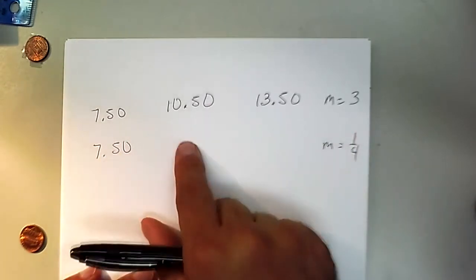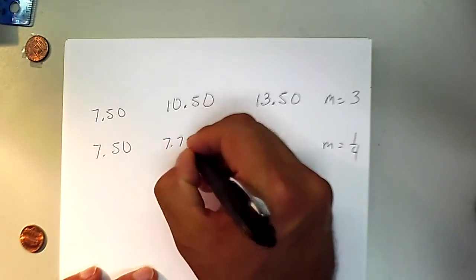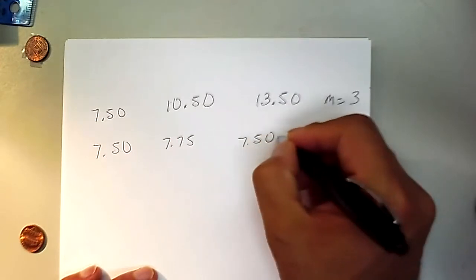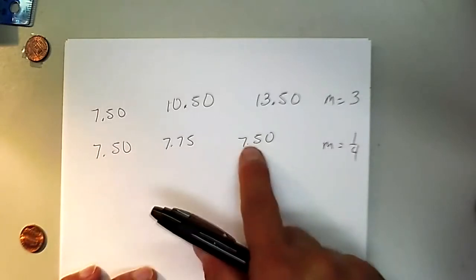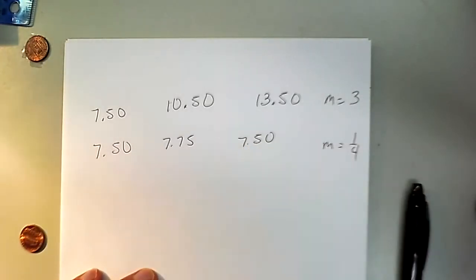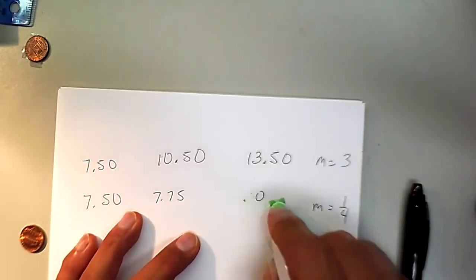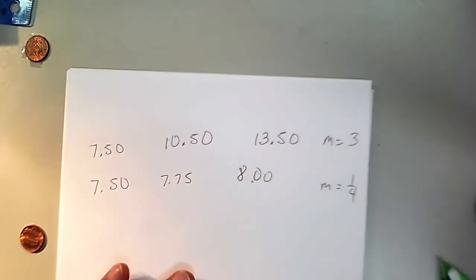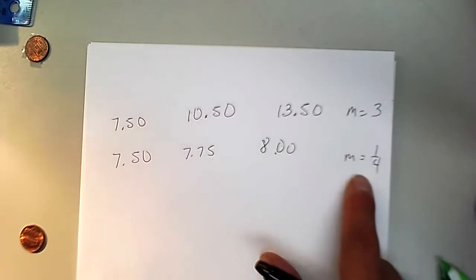So that means that after 1 year, we would be making $7.75 per hour, and the next year $7.50 per hour, and the next year, oh no, that doesn't make sense. That goes back down. So that would be 8, not 7.50. $8 an hour, and then 8.25, and so forth. So this is a much reduced slope, 1/4.